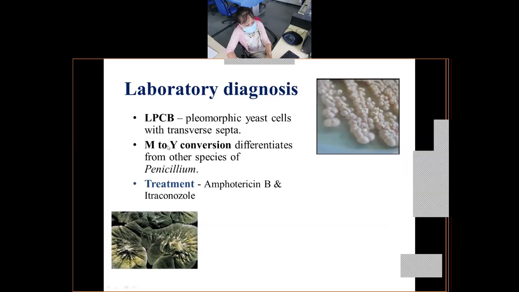So again here, when you do an LPCB, you might be able to see the pleomorphic yeast cells with transverse septations, because this is a dimorphic fungus. So you can convert the fungus from the mold to the yeast form using the appropriate media. So for treatment here, you can use amphotericin and itraconazole.